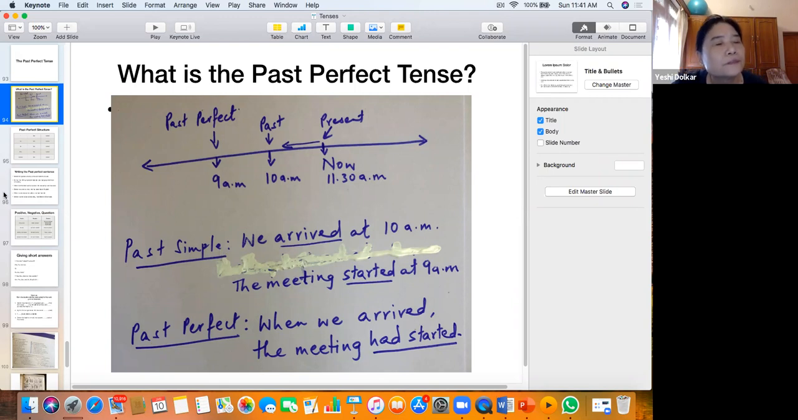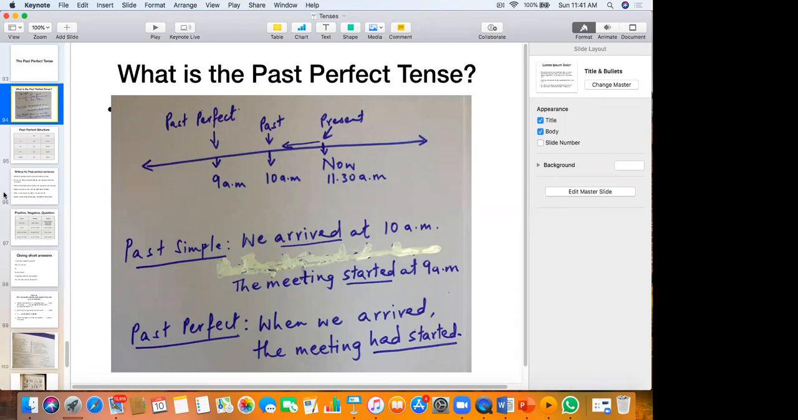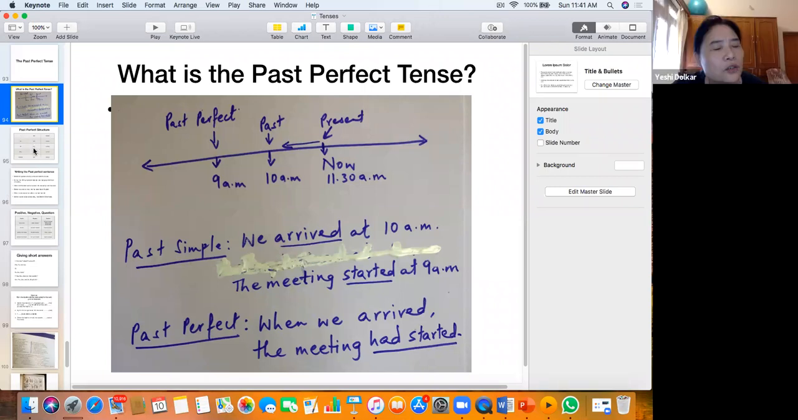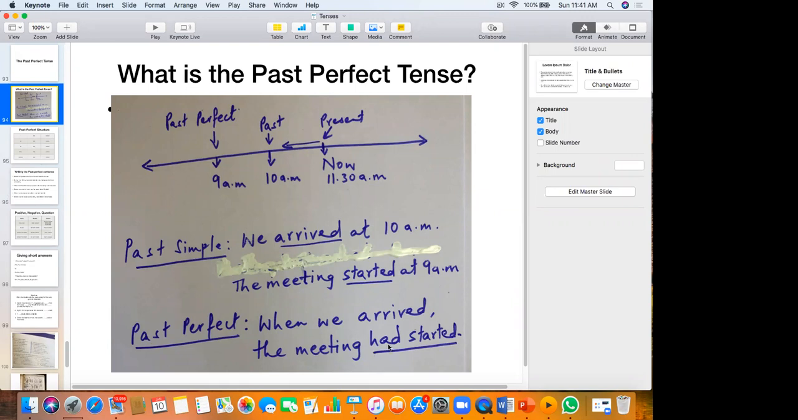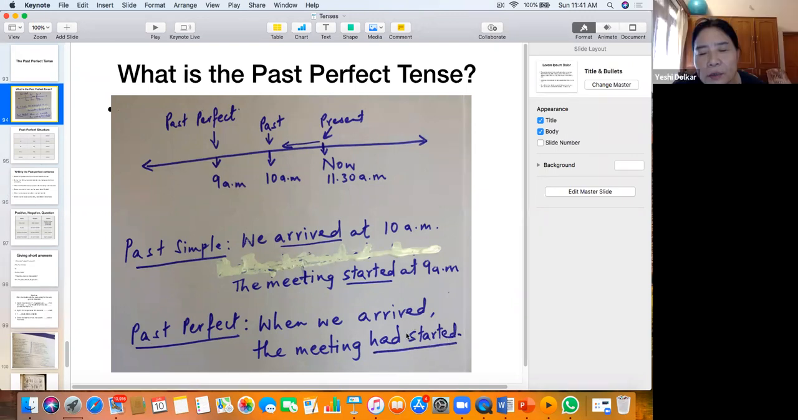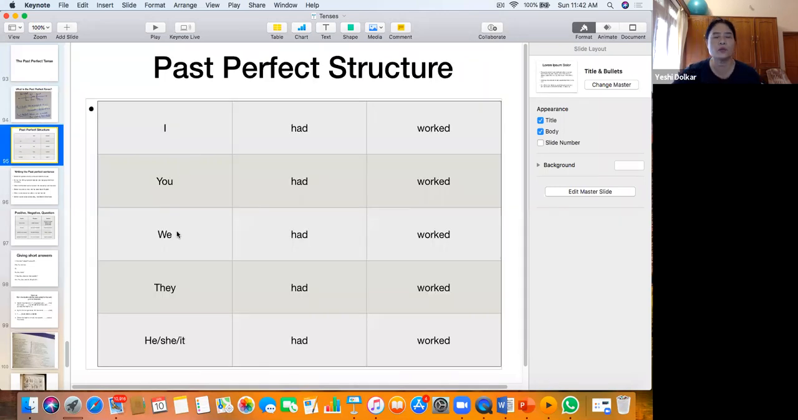Okay. So now let's look at the structure. You use had with the participle, the third form. It's very easy. I, you, we, they, all use had. So I had worked. You had worked. You have to use had there. This is the helping verb had for past perfect. In the present it changes, but in the past you use had. It's a very simple structure because there's no difference at all. You use the same structure for all the persons.